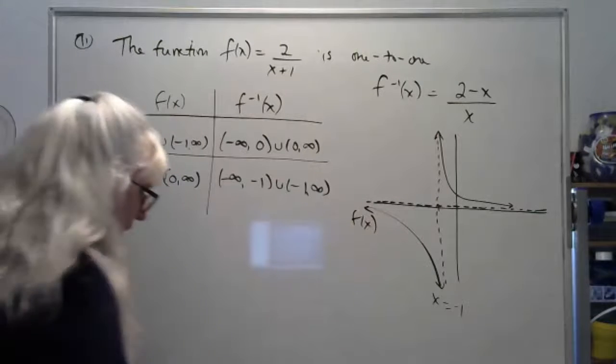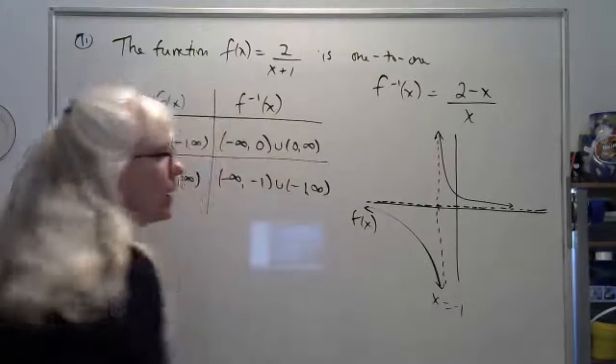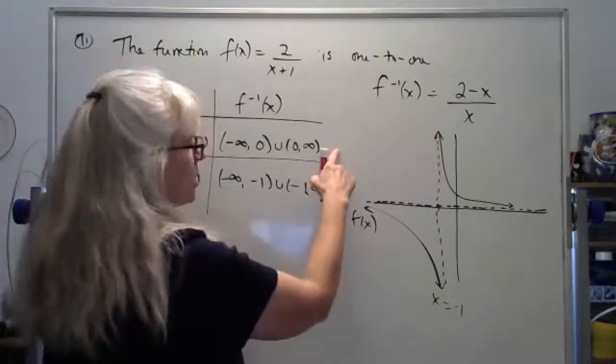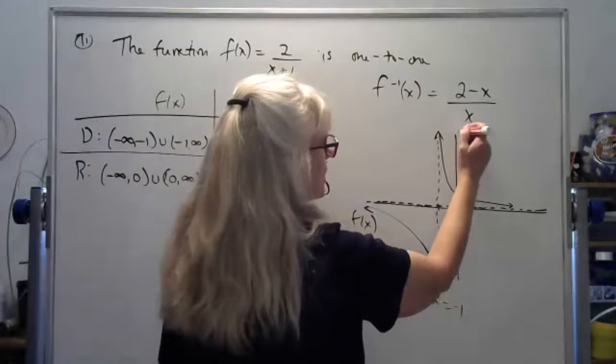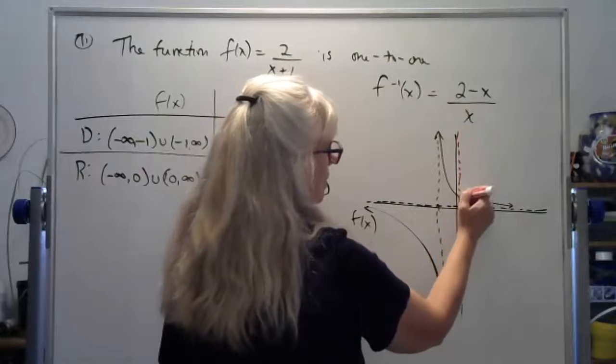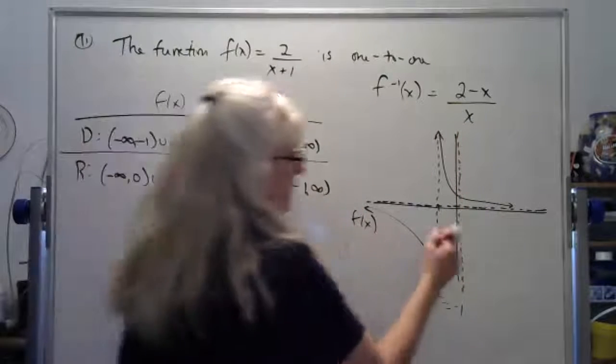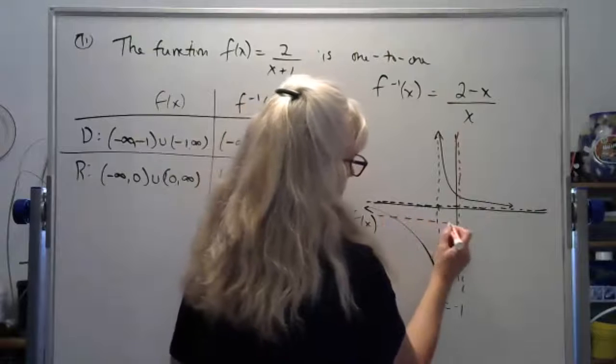Okay, now the inverse function, right? So it has an asymptote at x equal to 0. So I'm going to do it in red. It's sitting right here. And its horizontal asymptote is down here at -1.